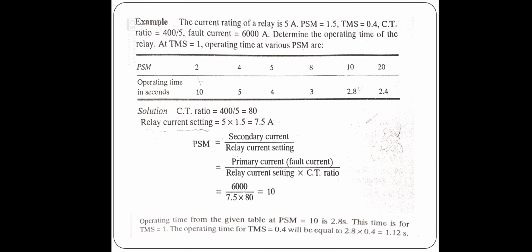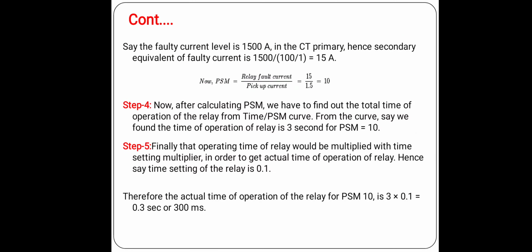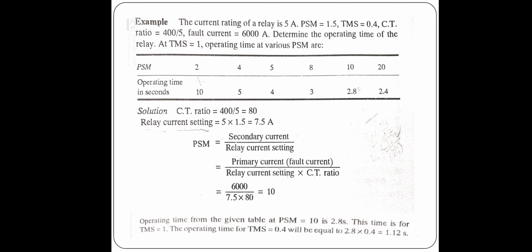So quickly we move to an example. This is the table I am talking about here, PSM and operating time in seconds. We need to move step by step, as I told earlier. Sometimes this table will be represented as an operating time and PSM curve, so we will need to find the operation time from the curve. So the first step here is to find the secondary current of the CT. Here we see that the secondary current of the CT is 5 ampere.